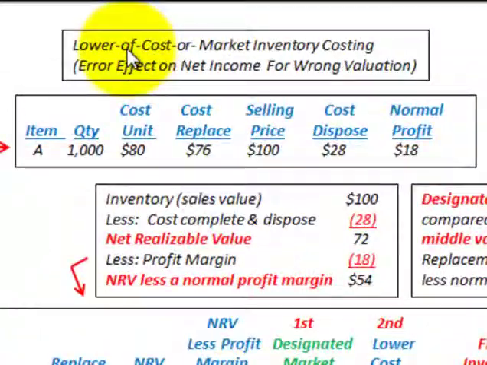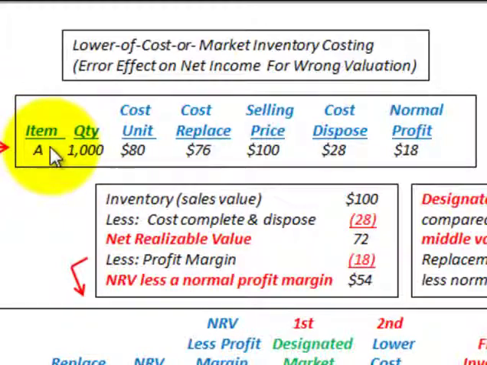Here we're going to be looking at an example where we're going to be using the lower of cost or market value for inventory costing. What we're going to look at is an error effect on our net income, where we're using a wrong valuation of our inventory.